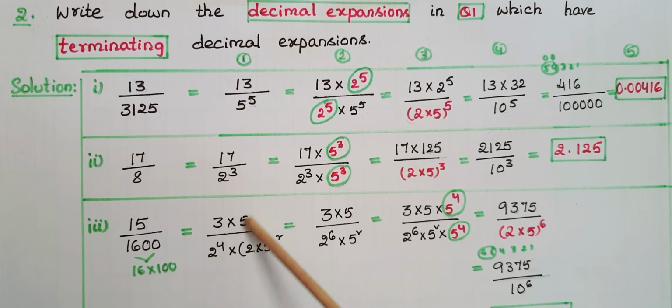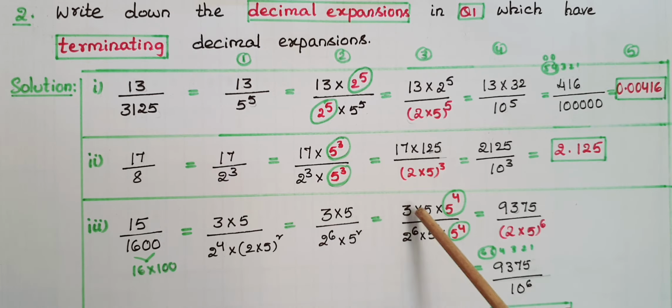Next one is 15 by 1600. That is equal to 3 into 5 by 1600. You can write 1600 as 16 into hundreds. Again 16 is 2 to the power of 4 and 100 is 10 square, so 2 into 5 whole square. That is equal to 3 into 5 by 2 to the power of 4 into 2 square, that is 2 to the power of 6 into 5 square. Here there are only two 5s, but here there are six 2s.